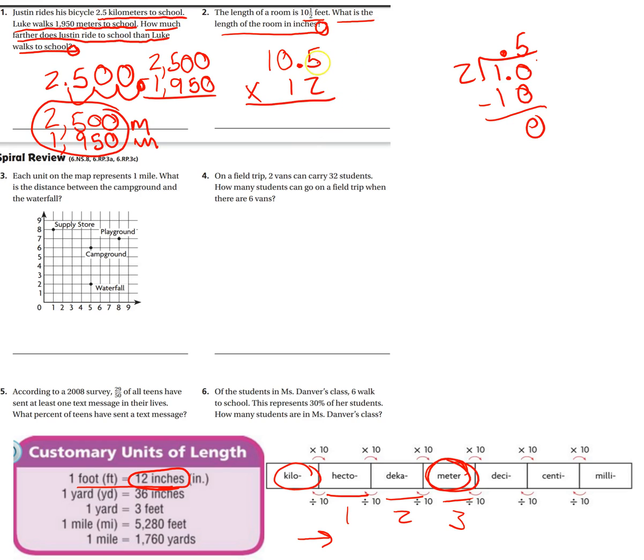Once you get your answer down here, you're going to move your decimal over 1 because there's one number behind the decimal. So you're going to move your decimal over 1 once you get the answer.